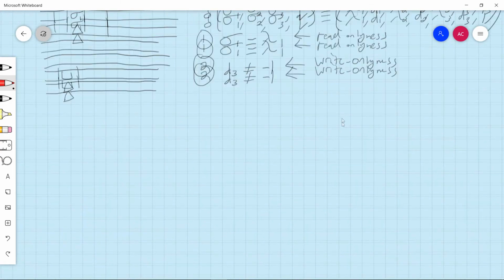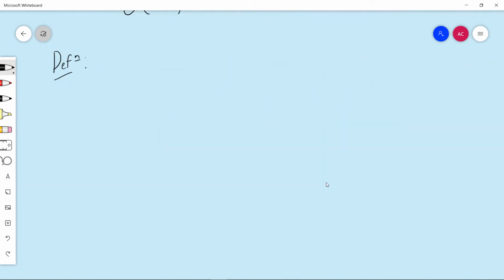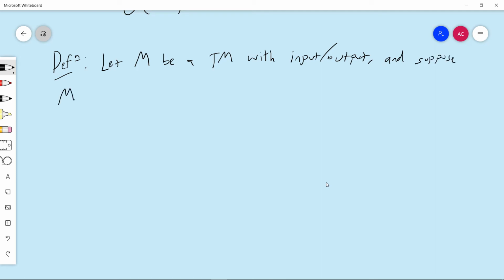So let's finally use this to define space classes. Let M be a Turing machine with input-output, and suppose M halts on input x after t steps.